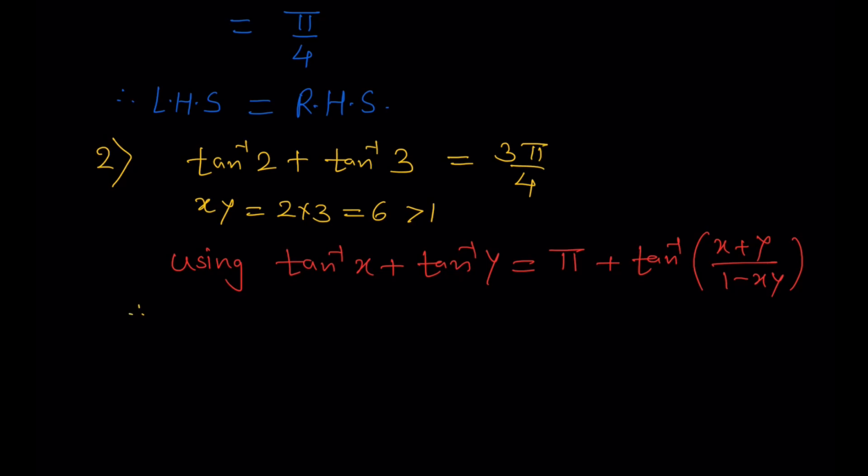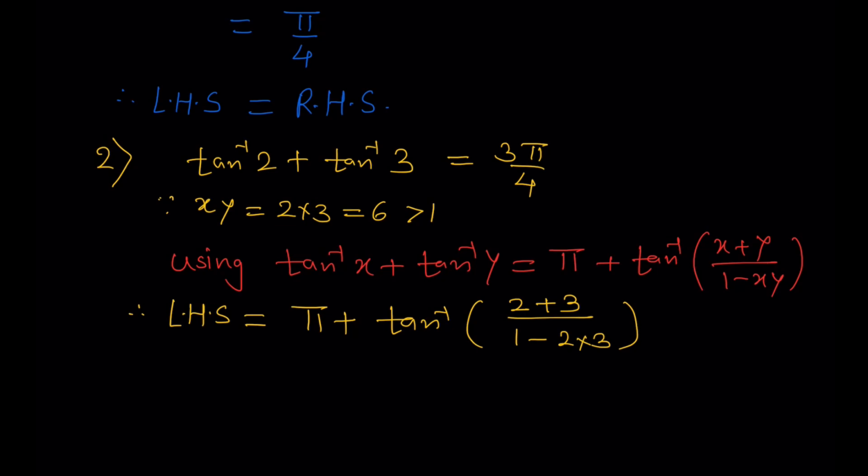Therefore, LHS is equal to tan inverse 2 plus tan inverse 3, which we are going to write as pi plus tan inverse of (2 plus 3) upon (1 minus 2 into 3). That is equal to pi plus tan inverse of 5 upon 1 minus 6, that is minus 5. So you get tan inverse of minus 1.